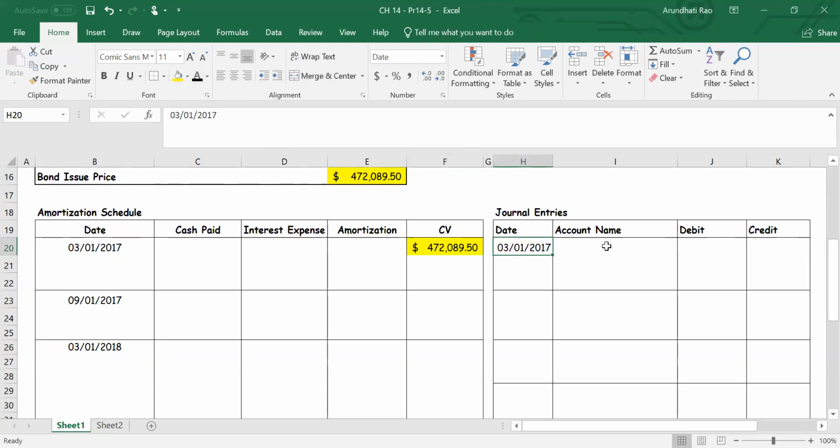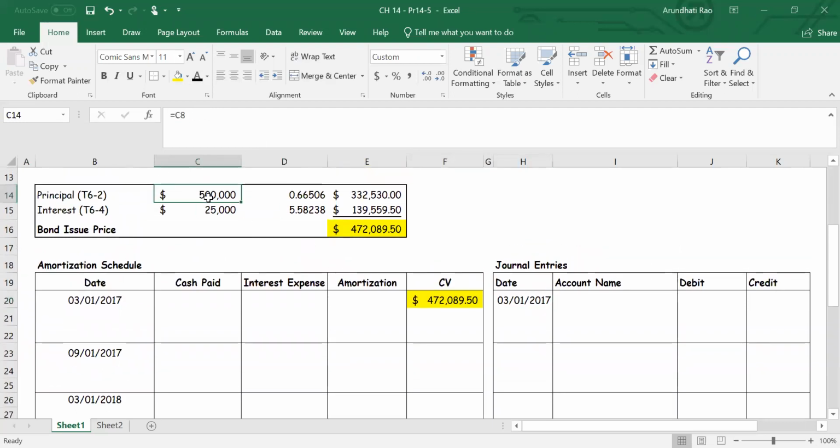On this date, my journal entry is going to start out with this $500,000. I have incurred a liability. I have borrowed money, which means I'll have to repay the money. The amount I'm going to repay eventually, at the end of 3.5 years, is $500,000.